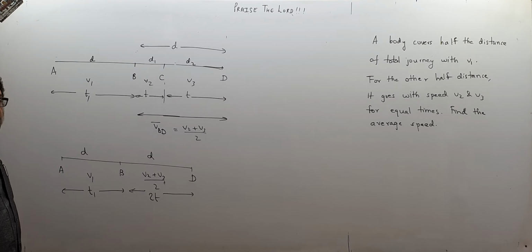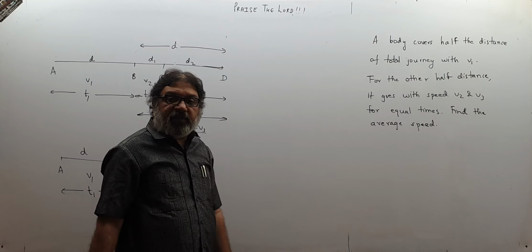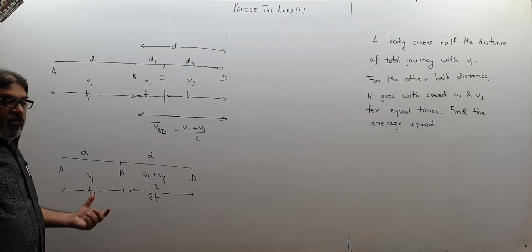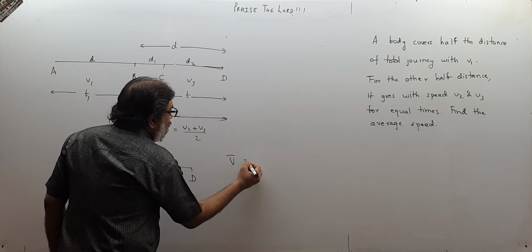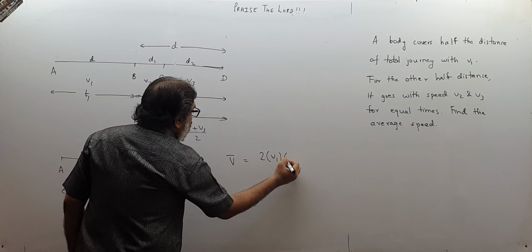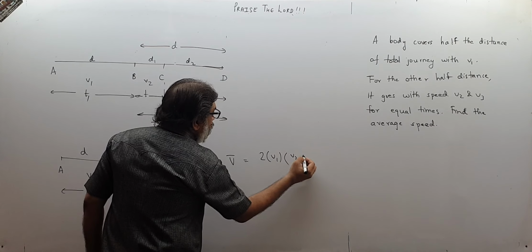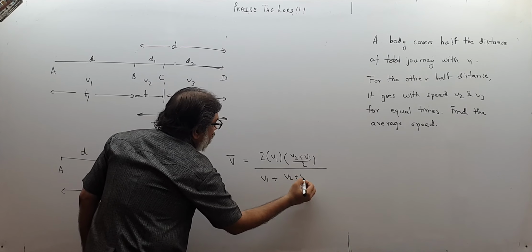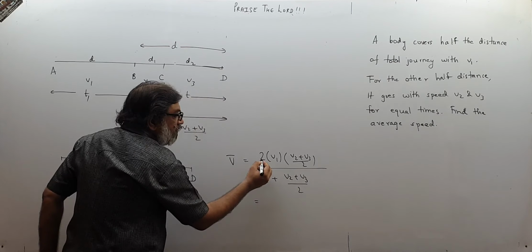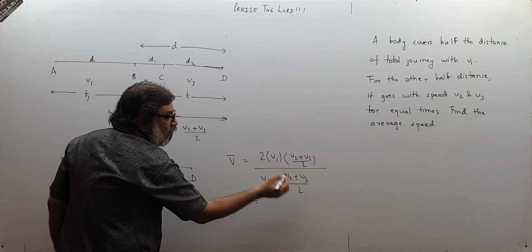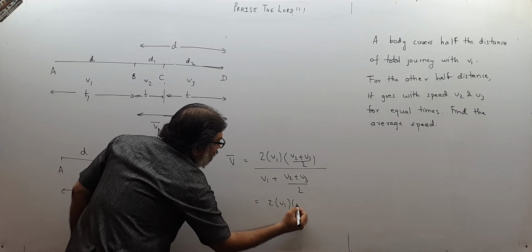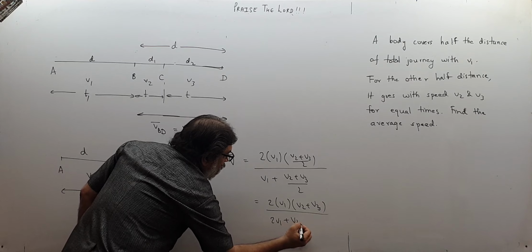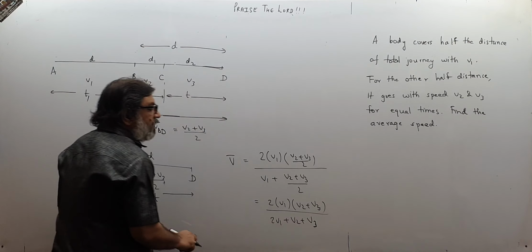But distances are equal. So when distances are equal, what is the formula for average speed? 2 v1 v2 upon v1 plus v2. This is one speed, this is another speed. The average speed will be 2 v1 times (v2 plus v3) upon 2, upon v1 plus (v2 plus v3) upon 2. So this 2 and this 2 cancel, and this 2 comes over here, so 2 goes up. It will become 2 into v1 into (v2 plus v3) upon 2 v1 plus v2 plus v3. This will be the answer.